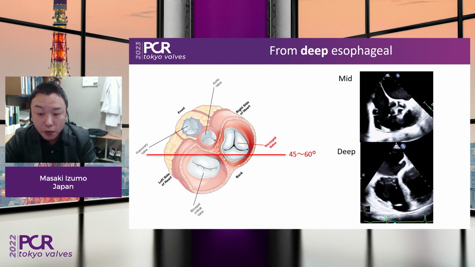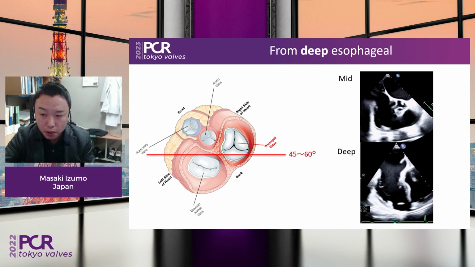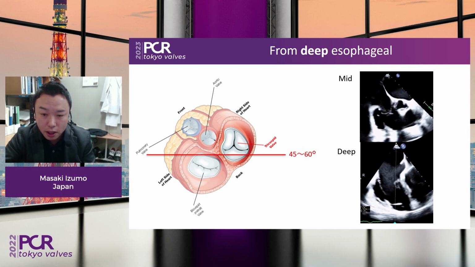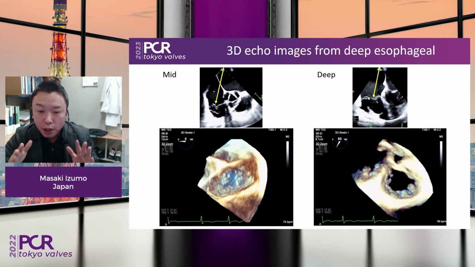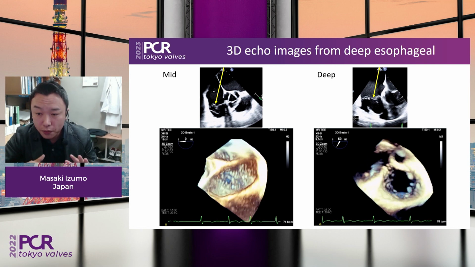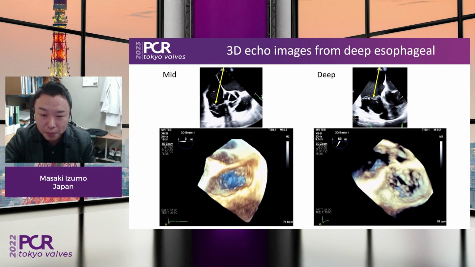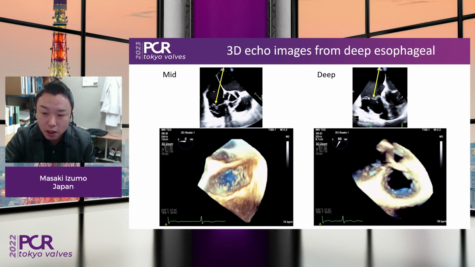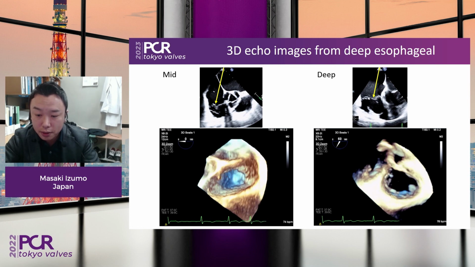The RV inflow-outflow view is important for tricuspid valve assessment, especially for guiding the TriClip. But the deep esophageal view can show the tricuspid valve more clearly than the mid esophageal view. The image quality of 3D echo can be particularly remarkable. In the mid esophageal view, the echo beam is blocked by the atrial septum before the tricuspid valve, whereas the echo beam directly reaches the tricuspid valve in the deep esophageal view, like the mitral valve, like this.